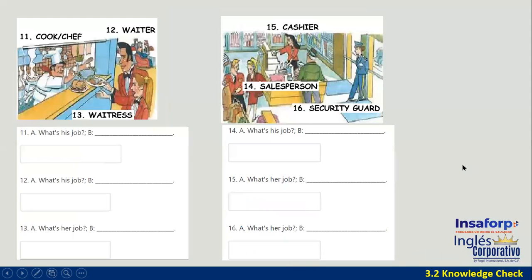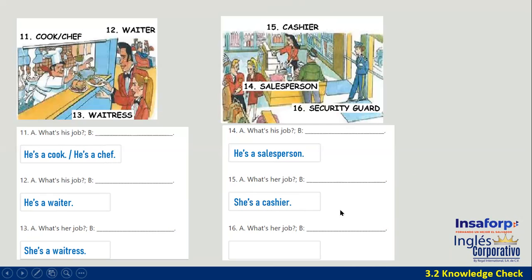Excellent. Now, what about this one? Number 11. What's his job? He's a chef. He's a cook or he's a chef. Okay. Number 12. He's a waiter. And number 13. She's a waitress. Number 14, I'm sorry. What's his job? He's a salesperson because it's a guy, es un chico, ¿verdad? Number 15, what's her job? She's a cashier. Number 16, what's her job? She's a security guard. Very good.